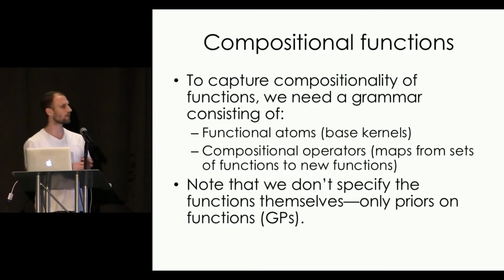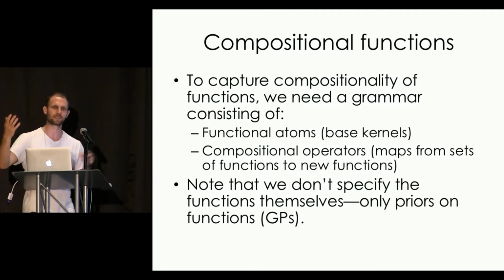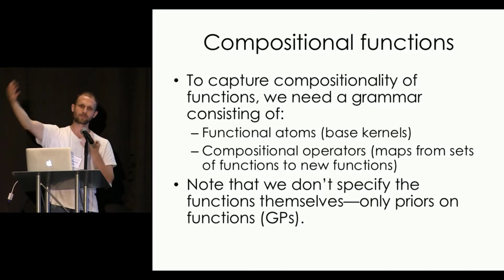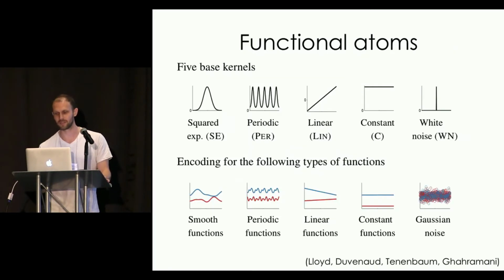Where what we're going to do is define a set of functional atoms, the base kernels, and some composition operators that are going to take these base kernels and combine them to make new kernels. And we're going to treat the structured learning problem as going from the observed functional data and trying to recover the underlying structure. Right? What were the atoms that actually were used to produce this data set, and what were the compositions?